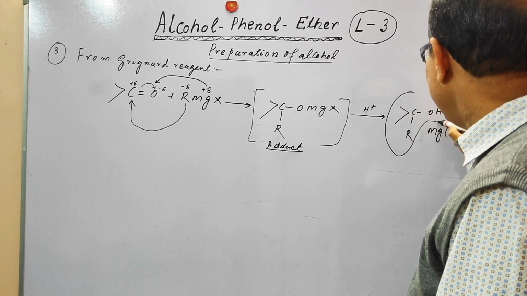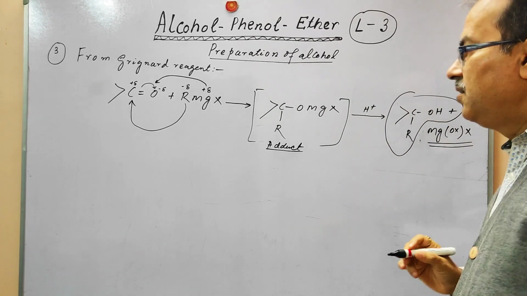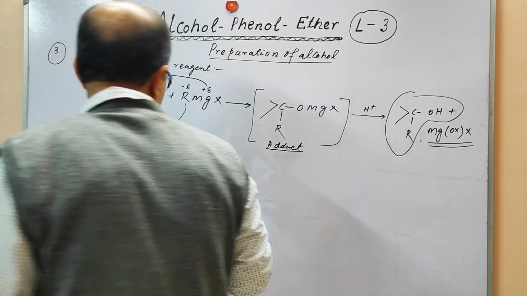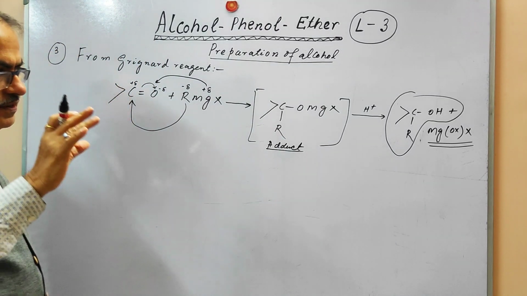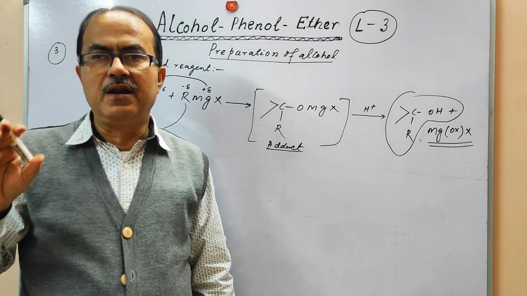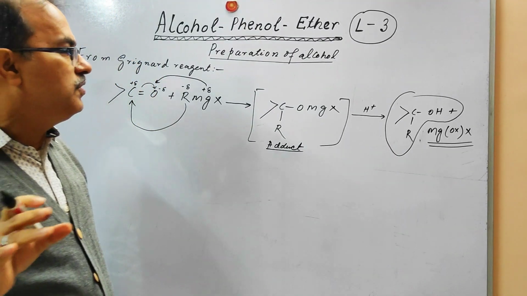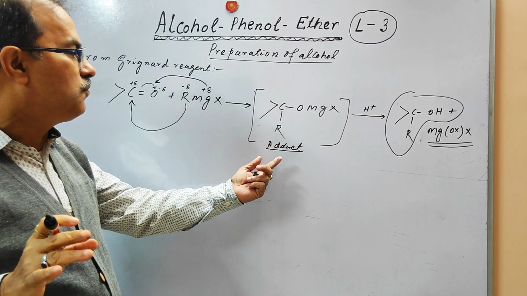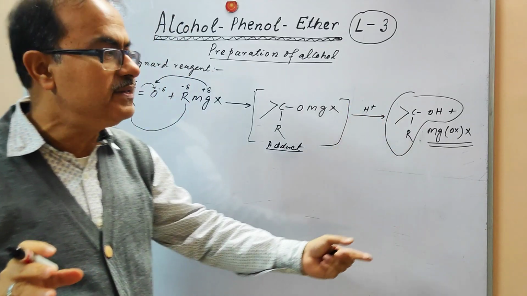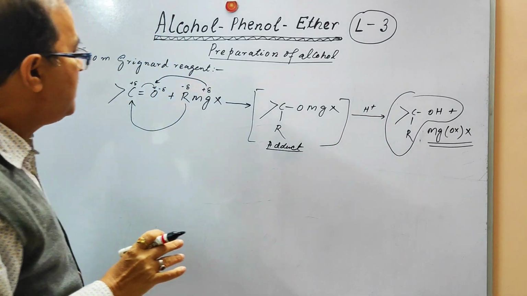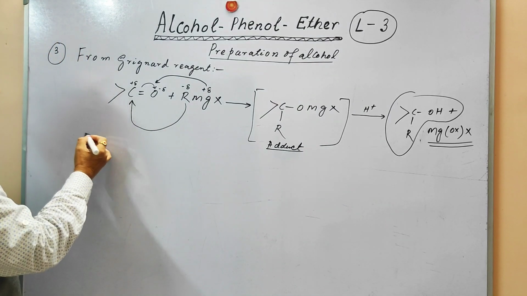So this will be the alcohol, and accordingly this product is also there. From the Grignard reagent, when we react with this aldehyde or ketone, we first produce this intermediate product, which then hydrolyzes and gives you the alcohol.